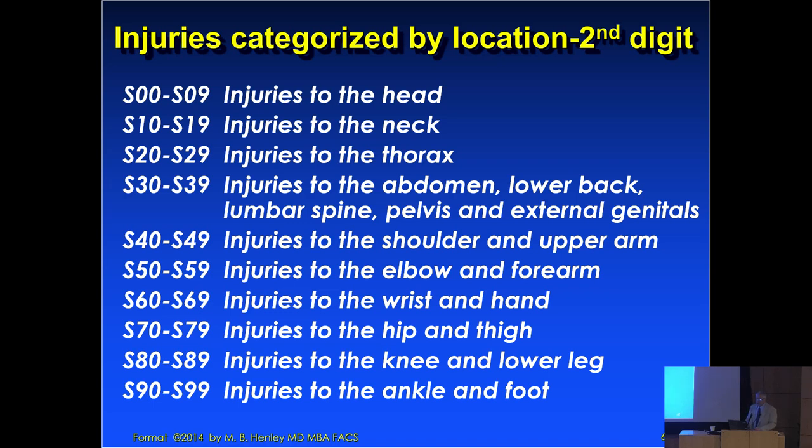You can see it's arranged by the second character anatomically. It follows a template. So S0 is injuries to the head, S1 to the neck, S2 to the thorax, S3 to the abdomen, lower back, lumbar spine, and pelvis, and working down to S9 to the ankle and foot. Notice the third character is either between 0 and 9. The third character is also templated.